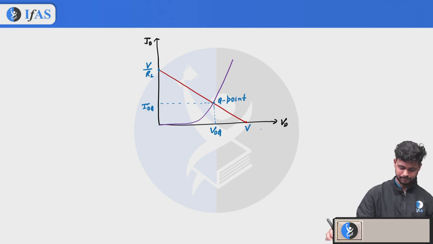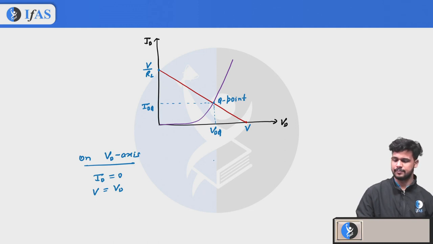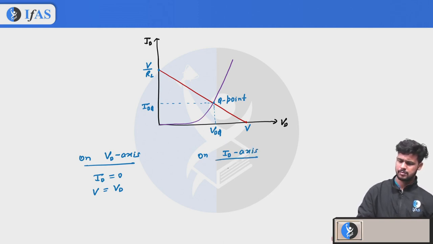Okay, now on VD axis we have ID equal to 0 and V is equal to VD. On ID axis, VD is equal to 0 and V is equal to ID into RL.